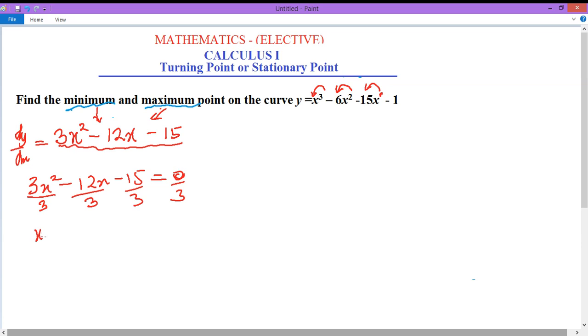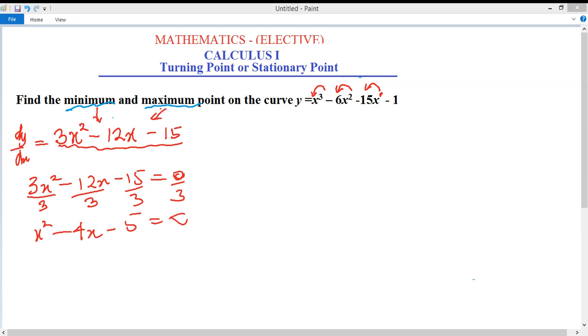So you have x squared minus 4x minus 5 is equal to 0. This becomes more simple to handle. It doesn't mean that you can't handle the 3x squared minus 12x minus 15 straight out. You can, but in mathematics, there's always a simplest method, and it is better you go by the simplest method. So it's better to reduce the numbers.